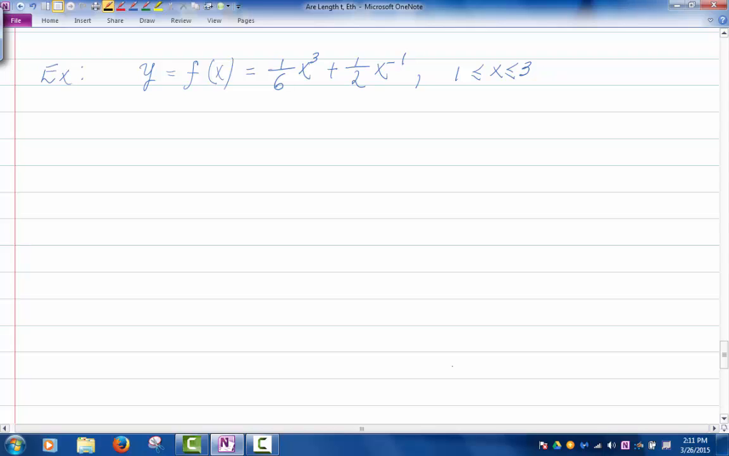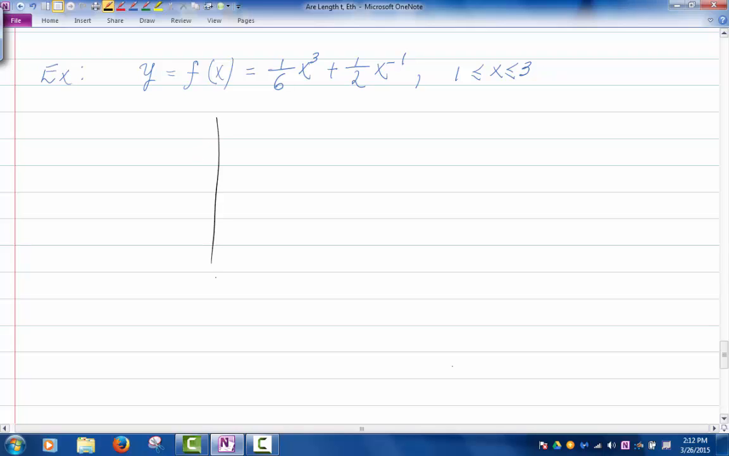Here, I don't have a parameterized curve. What I have is the graph of a function. I have a graph of a real valued function f of x. And I want to know what the length of that graph is. So here, the problem is different, okay? So what we are saying here then is the following.